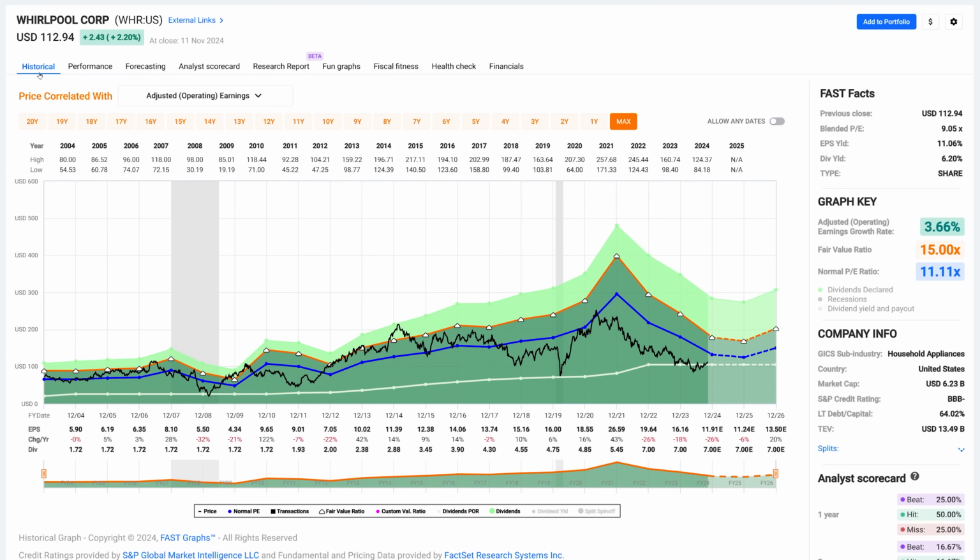The real allure here is the fact that it offers a 6.2% dividend yield. And the valuation is definitely low. I think the stock is going to recover. There's a lot of reasons.